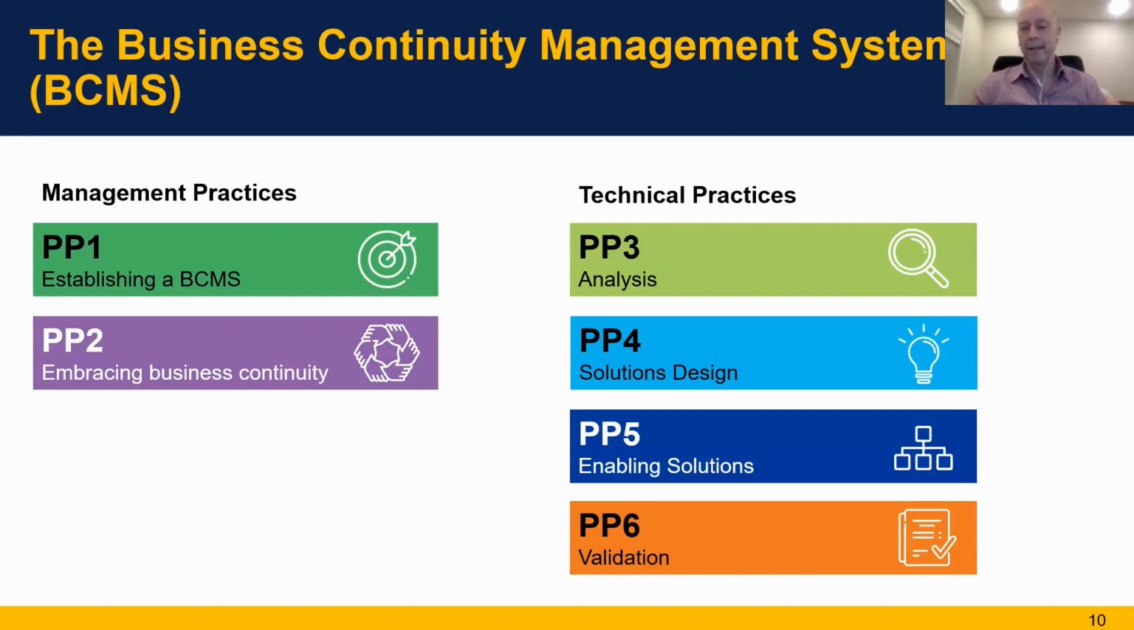So those are the titles, but all I would emphasize is that we've still got 2 management practices supported by 4 technical practices, and you can equally apply that within that circular diagram, that establishing BCMS remains on the outer ring, i.e. keeping that wheel moving. Embracing BC is still that center axle that keeps that wheel moving together, supported by the technical practices, analysis, solutions design, enabling solutions, and validation. So again, very similar to what we had previously, but subtle differences in the titles themselves.